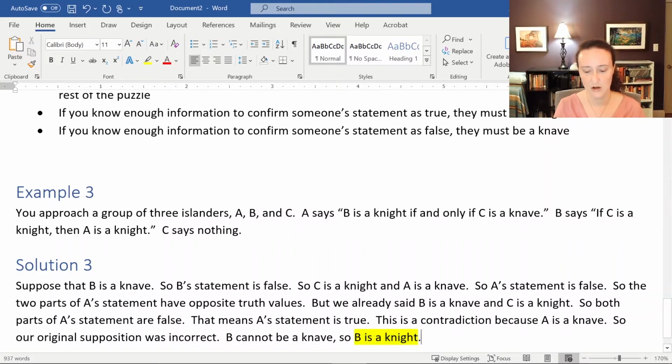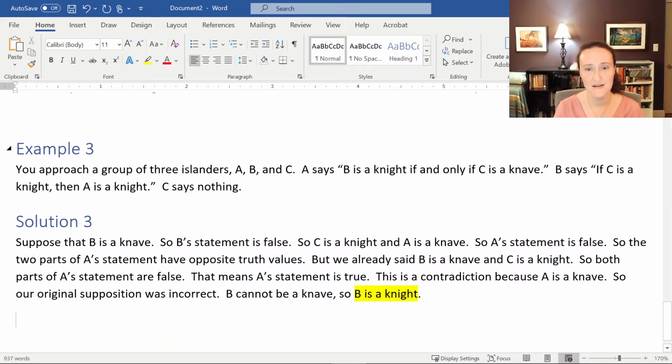All right, so we got one person. How are we going to get the others? We still only have one other statement to work with, so we're going to have to guess something about A. There's no really good, better guess about an if and only if, so we'll just try one, and if it doesn't work, we'll try the other. So let's suppose that A is a knight.